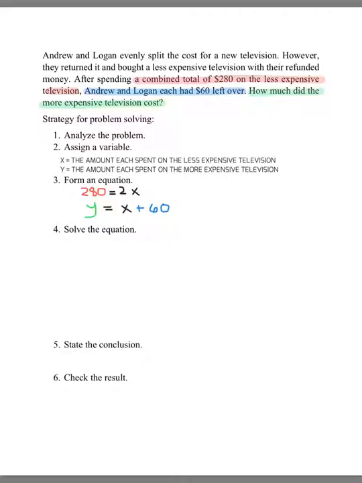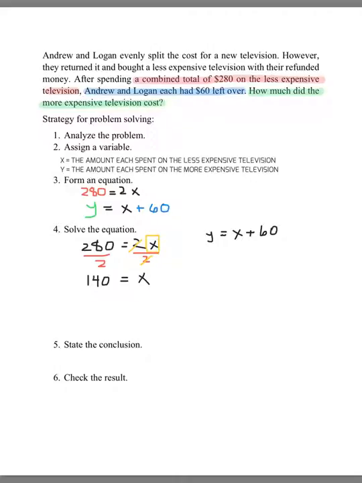So now let's solve the equations. When solving, we start off with the original equations: 280 is equal to 2x, and y is equal to x plus 60. For the first equation, notice that we're just one step away from solving for x. Right now we are multiplying x by 2, and the only way to undo that is by division, so we divide both sides by 2. On the right-hand side, 2 divided by 2 simplifies to 1x, or simply x. On the left-hand side, we have 280 divided by 2, which gives us 140.